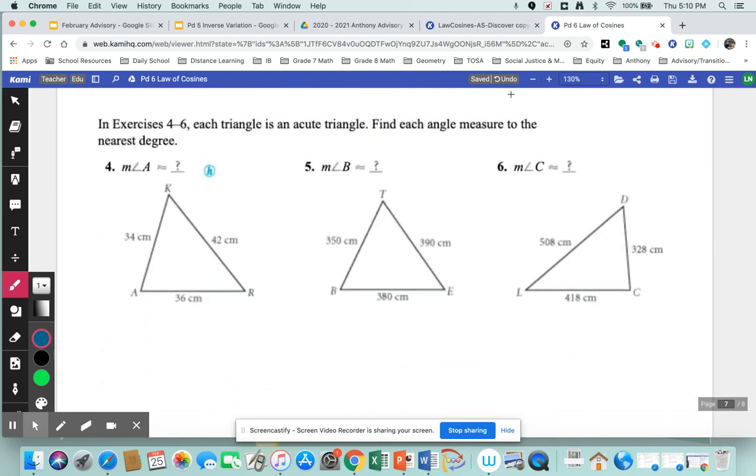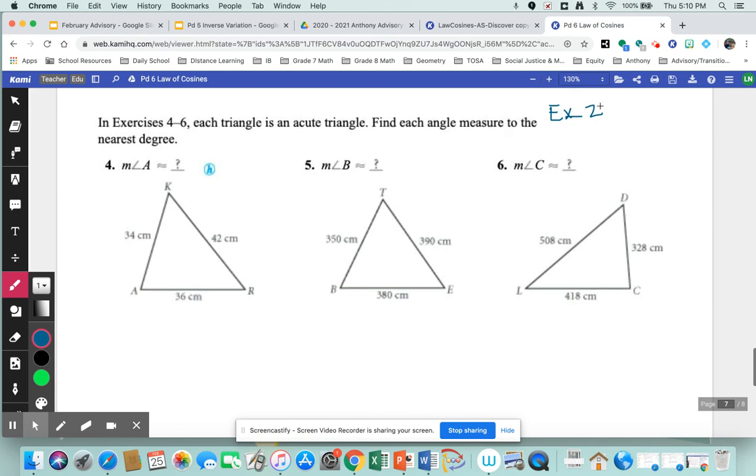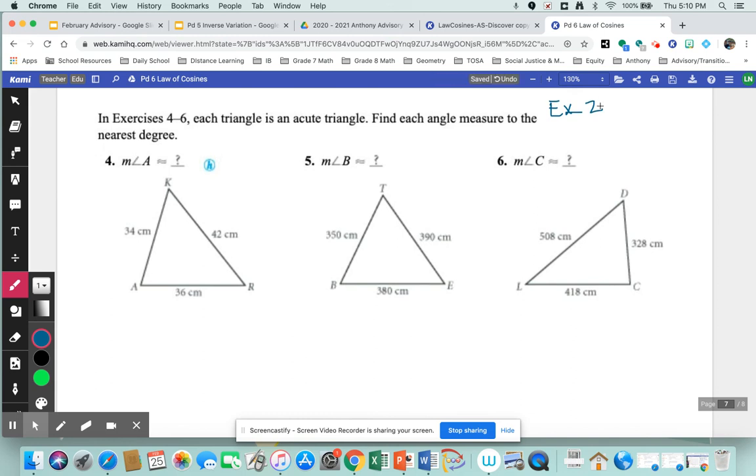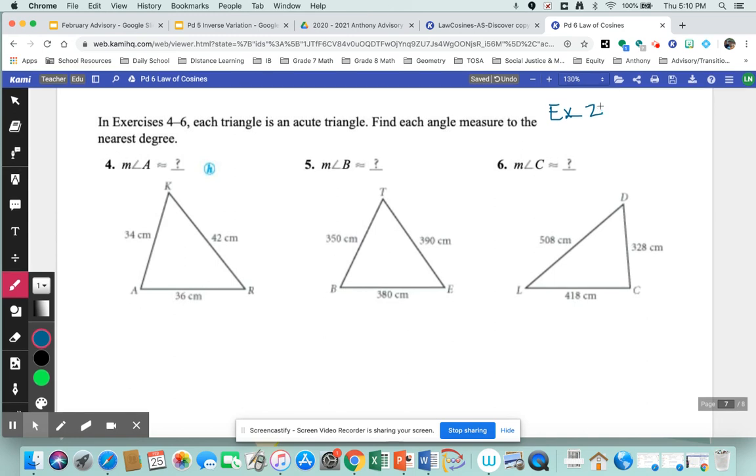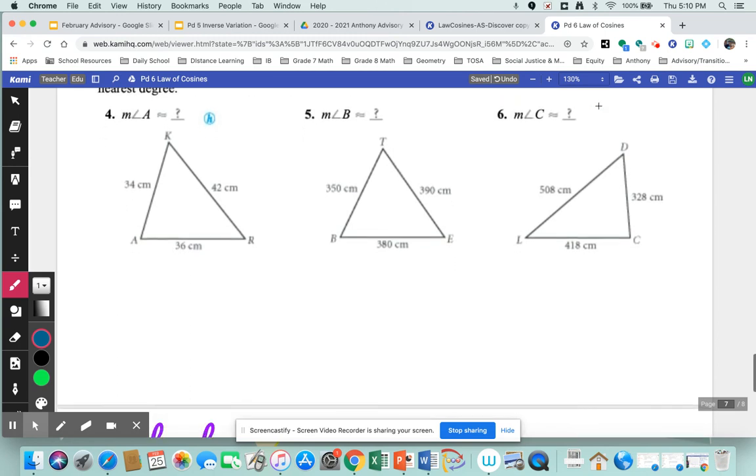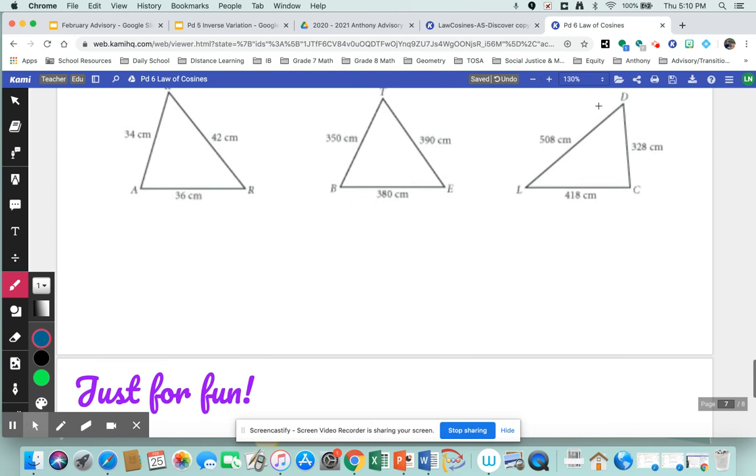Exercises 4 through 6, it's asking you to find the measure of the angle. So these are all like example 2. Again, no A, B, and C here, so you're going to have to look at what you're finding and then substitute those sides and what the letter is that's representing the sides and the angles to rewrite that to make it pertain to your problem.